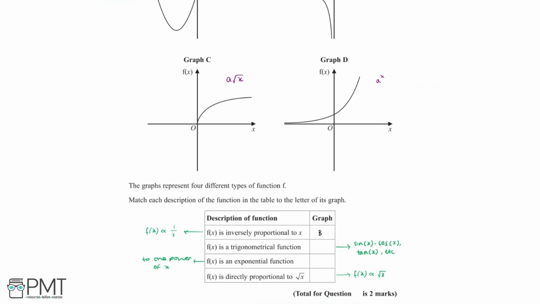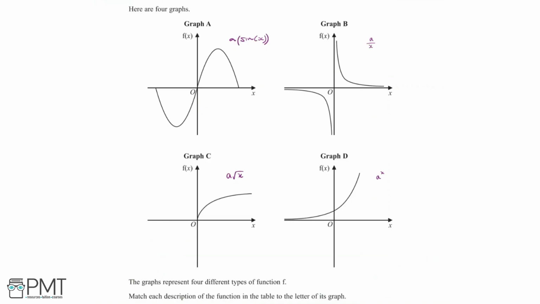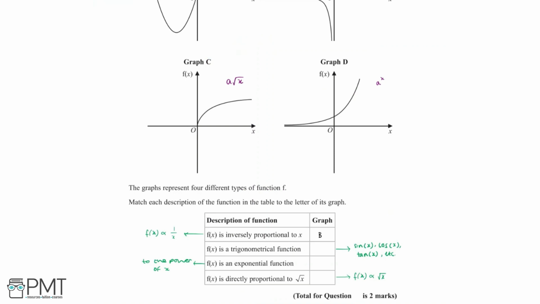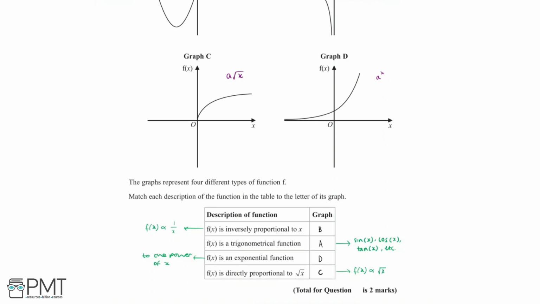Then we have f of x is a trigonometrical function. Now the graph of a sin x is definitely a trigonometrical function, and so we can write graph A in our table. Then we have f of x is an exponential function. We said that exponential means something to the power of x. We said that graph D is the graph of a to the power of x, and so we can say that graph D is an exponential function. And finally, we have f of x is directly proportional to root x. We said that graph C is the graph of a root x, and so graph C is directly proportional to the square root of x. And so by correctly filling in the table, we've now achieved the full 2 marks needed in this question.